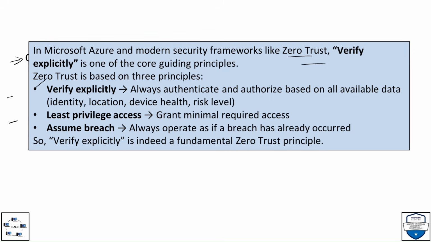Zero Trust is based on 3 principles. Number 1, verify explicitly, which is always authenticate and authorize based on all available data, that is identity, location, device health, and risk level. Number 2, least privilege access, that is grant minimal required access. And number 3, assume breach, that is always operate as if a breach has already occurred. So verify explicitly is indeed a fundamental Zero Trust principle.